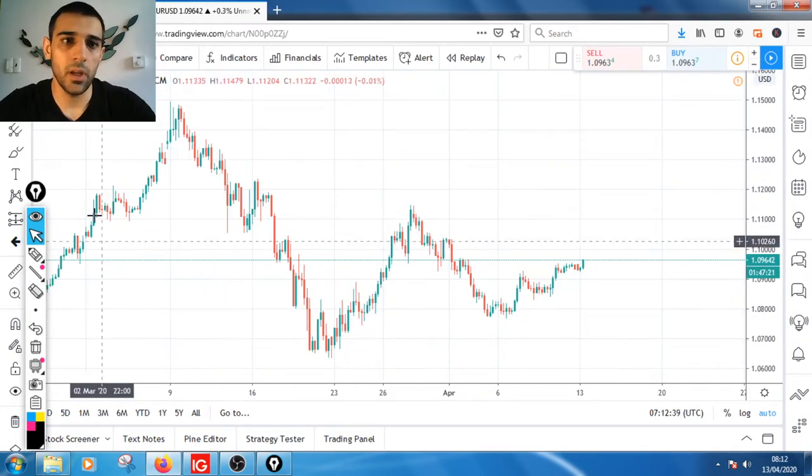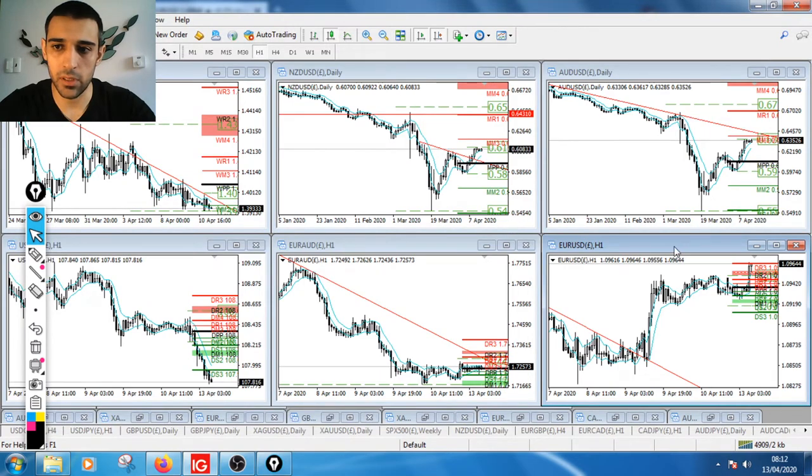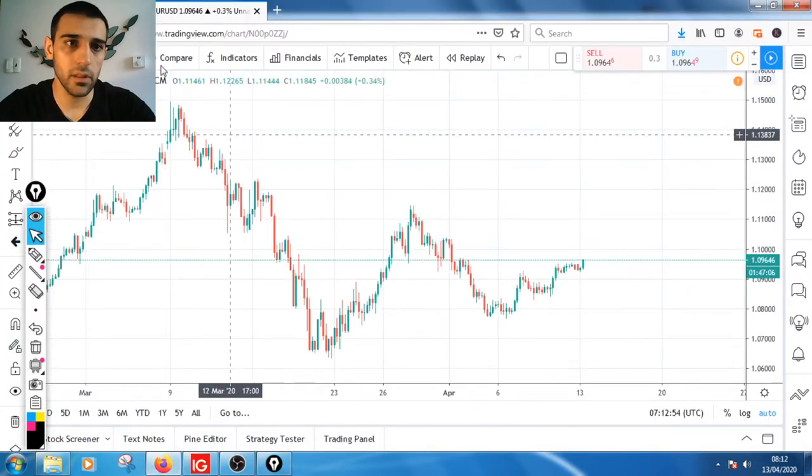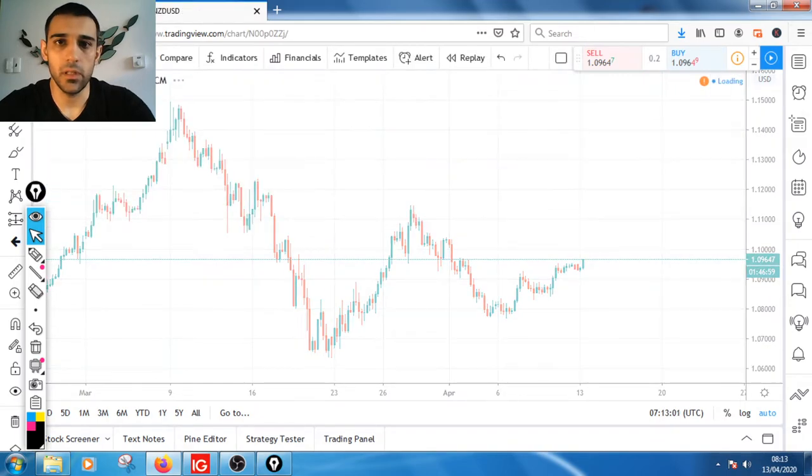So which one should we analyze? Let me quickly have a look at MetaTrader, because I already have so many. Okay, this one is going higher. I already have NZDUSD looking good. So let's have a look. NZDUSD, so New Zealand dollar against US dollar. It's going to load.